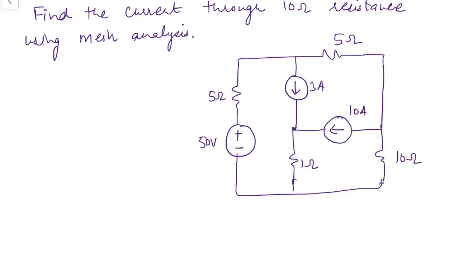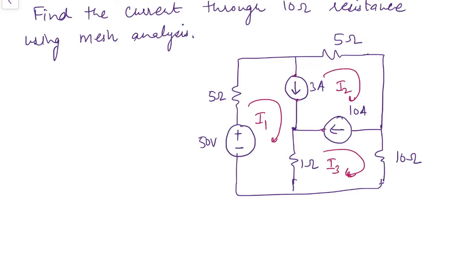We have three meshes. Let's mark the mesh currents: I1, I2, I3. These are the three mesh currents. Now if we try to apply KVL to mesh 1, then we have a problem to write the voltage across the 3 ampere source. When we try to apply KVL to mesh 2, we have a 3 ampere source as well as a 10 ampere source in the circuit, so we can't write the voltage drop across these two as well. Then we have the problem for the voltage drop across the 10 ampere source again when we try to apply KVL to mesh 3.